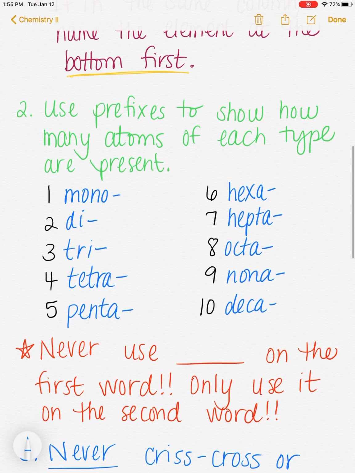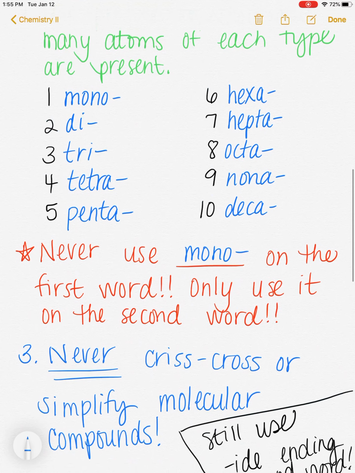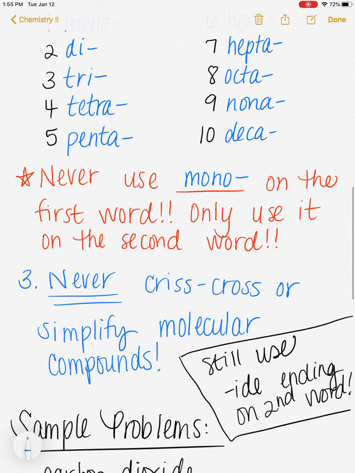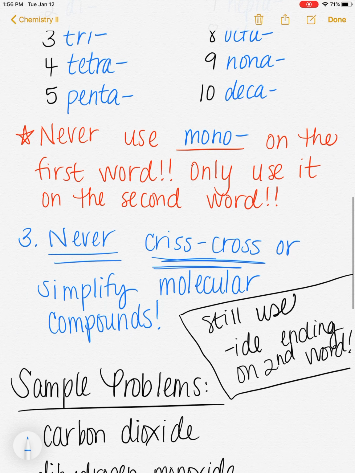The only real exception to this is that you should never ever use the word mono on the first word of the compound. You will only use mono on the second word. And as I said just a little bit ago, you should never ever crisscross these or simplify the molecular compounds. They are what they are, and you leave them as is. Don't overthink or overcomplicate these. I would like to throw out there, though, that you still should use the convention of changing the ending to IDE on the second word.